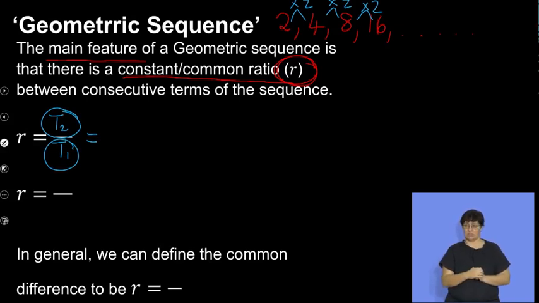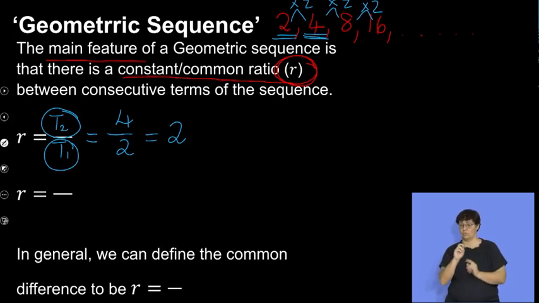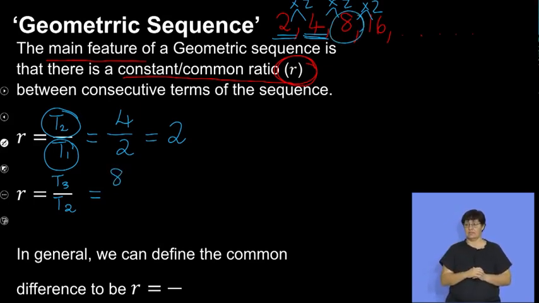For this pattern, we can see that the value of term 2 was 4, and the value of term 1 is 2. And 4 over 2 is positive 2. So we can see that the common ratio is 2. I can also confirm my common ratio by saying term 3 over term 2. The value of term 3 for this pattern is 8. Then I'm going to divide that by the value of term 2, which is 4. And that gives me a common ratio of 2 again.